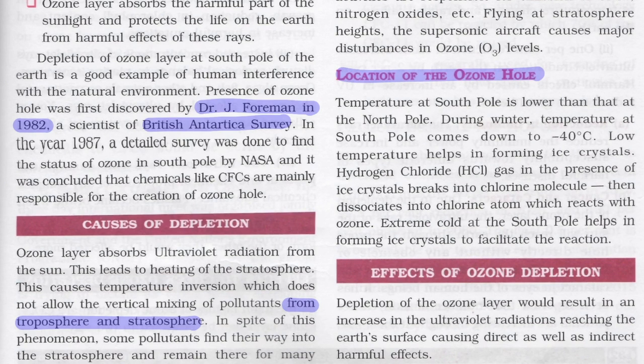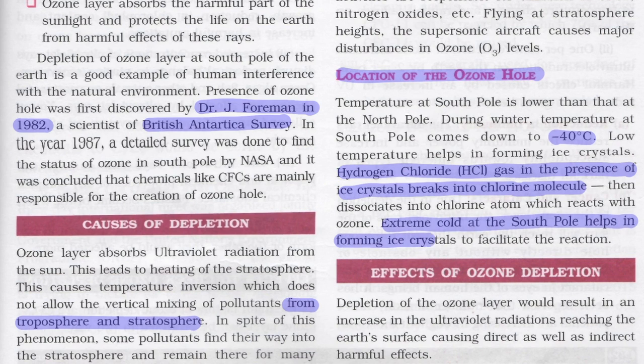Location of the ozone hole. Temperature at the south pole is lower when compared to the north pole. During the winter season, temperature at the south pole comes down to minus 40 degrees Celsius. Hydrogen chloride gas, in the presence of ice crystals, breaks into chlorine molecule and then dissociates into chlorine atom, which reacts with the ozone. Extreme cold at the south pole helps in forming ice crystals to facilitate the reaction.